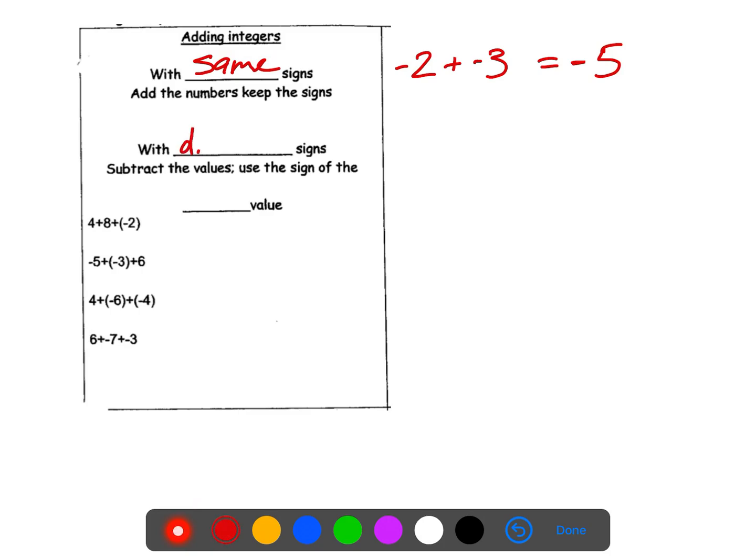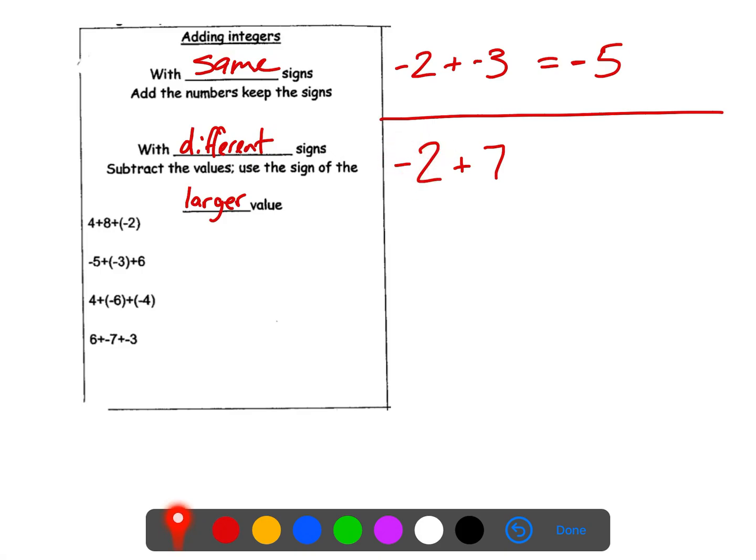If we have different signs, you're going to subtract the values and then use the sign of the larger value. What that means is if we were adding -2 to, let's say, 7, we have different signs. We have a negative number with a negative sign and a positive number with a positive sign. So we're going to subtract these two numbers from one another. We're going to take 2 from 7 to equal 5.